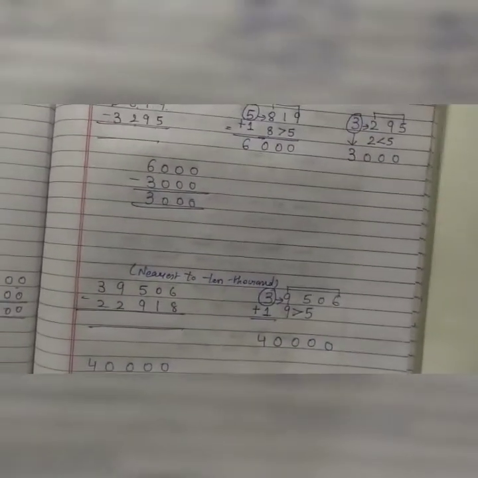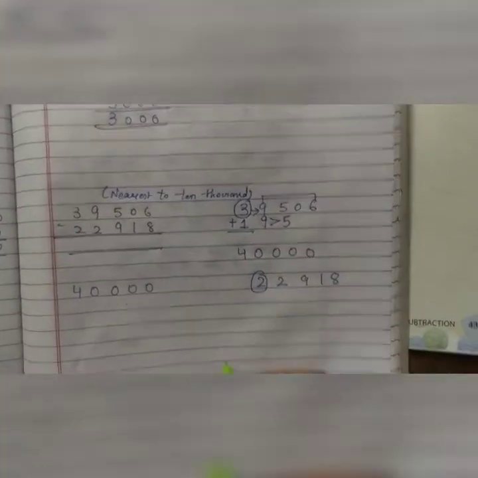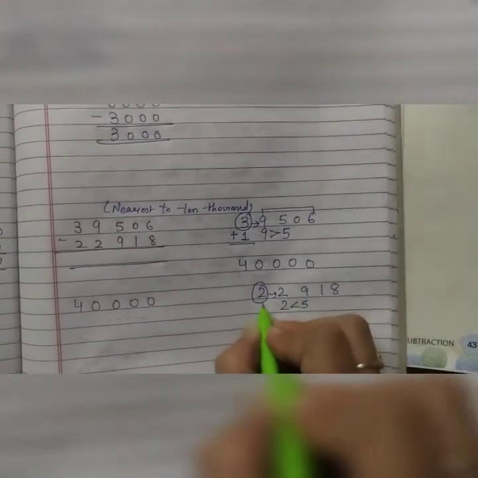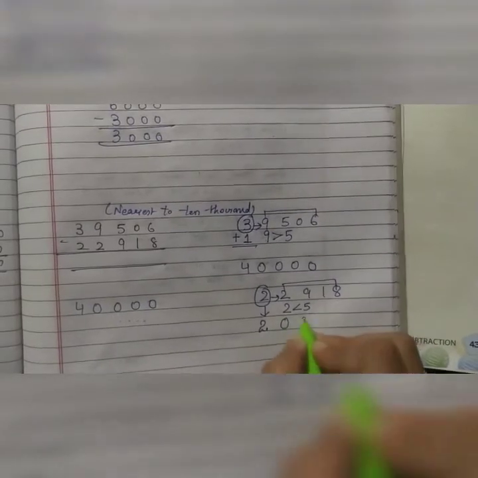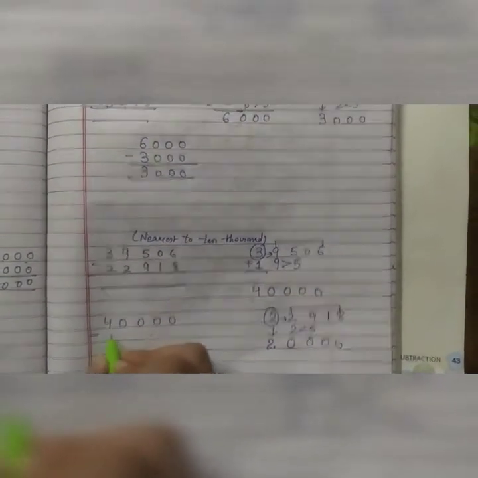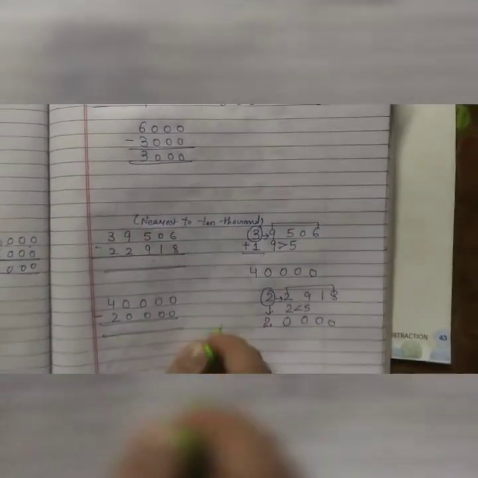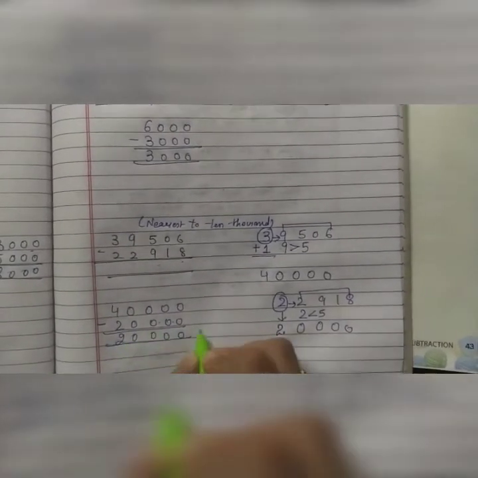Then next is 22,918. Circle the 10,000 place. Look at the neighboring number 2, which is smaller than 5. Then drop down the 10,000 place as it is, and the other numbers are converted into 0. 22,918 rounded off to the 10,000 becomes 20,000. After that, the difference of the estimated numbers, we get 20,000.